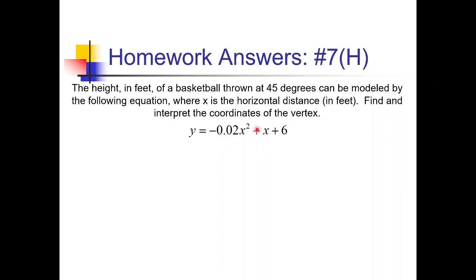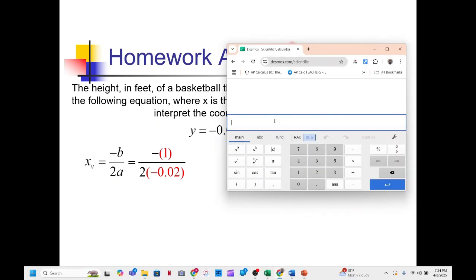Since we're in standard form, we'll use negative b over 2a to get the x value of the vertex. So that's going to be a negative invisible 1 here over 2 times negative 0.02. And I'm just going to go to Desmos to run those numbers. So here I am in Desmos. Let me do negative 1 divided by 2 times negative 0.02, and that all comes out to 25. Cool.